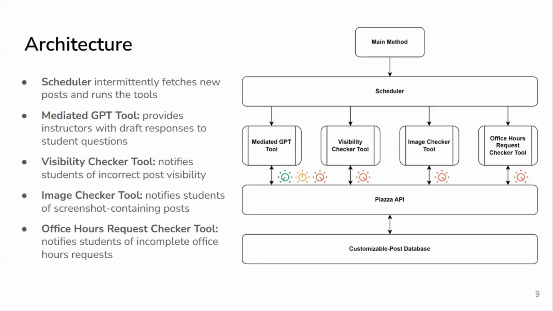It's essentially very similar to those two, just sends out an automated response if an office hours request doesn't look like it contains enough information. So the scheduler, every so often, fetches a new batch of posts, sends these to these tools. These tools use the Piazza API and interface with the database, which I'll go over in a second. And these tools basically use this information to enable the behavior that you've just seen.